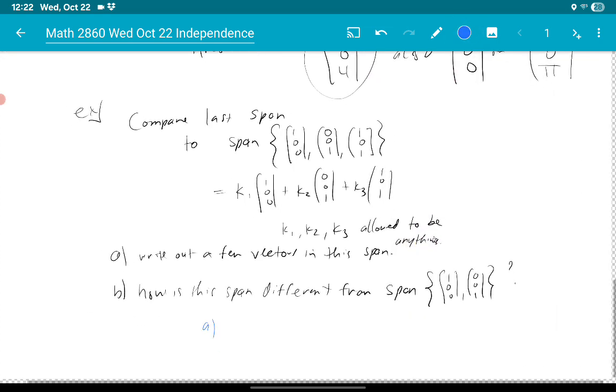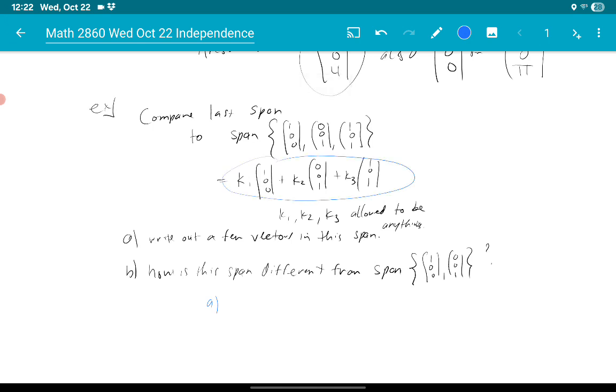Okay, so let's answer A first. So just thinking about this, I could choose anything I want for the K's, right? Because they're allowed to be anything. So for example, if they're all 0, I'll get the vector (0, 0, 0). What if I let them all be 1? If I let K1 equals 1, K2 equals 1, and K3 equals 1, you can do the algebra, just add them all up, right? It looks like I'll get (2, 0, 2) if you add the three vectors together. And I can get a variety of other things, etc., right?